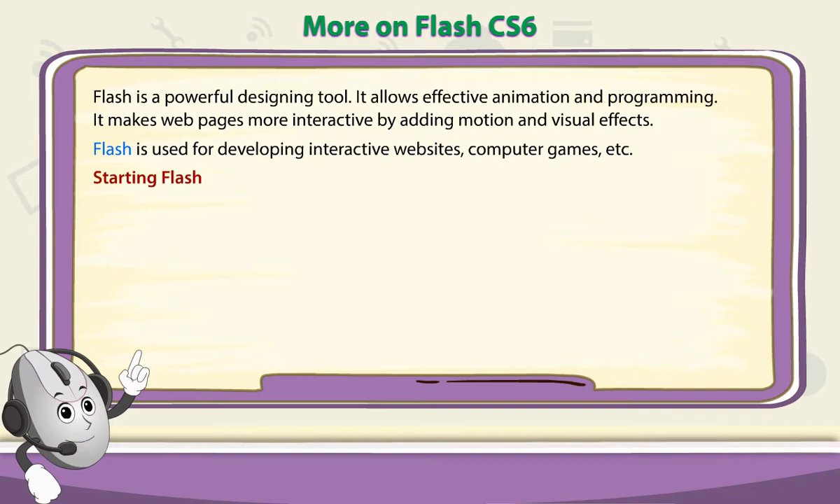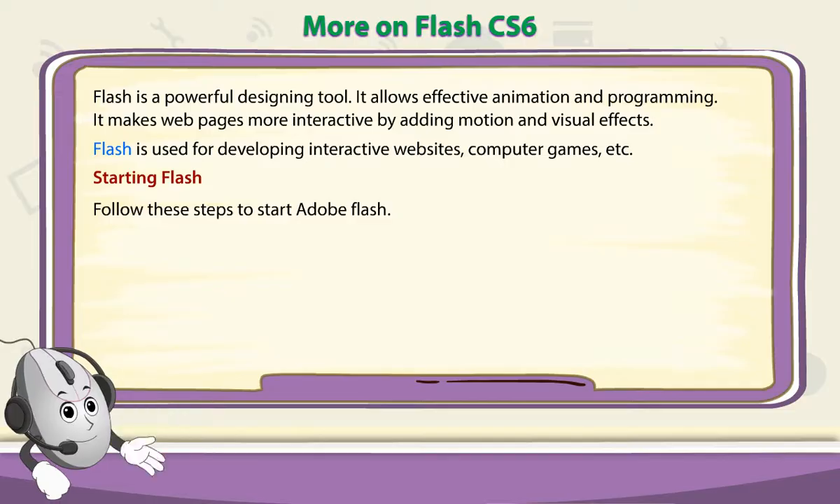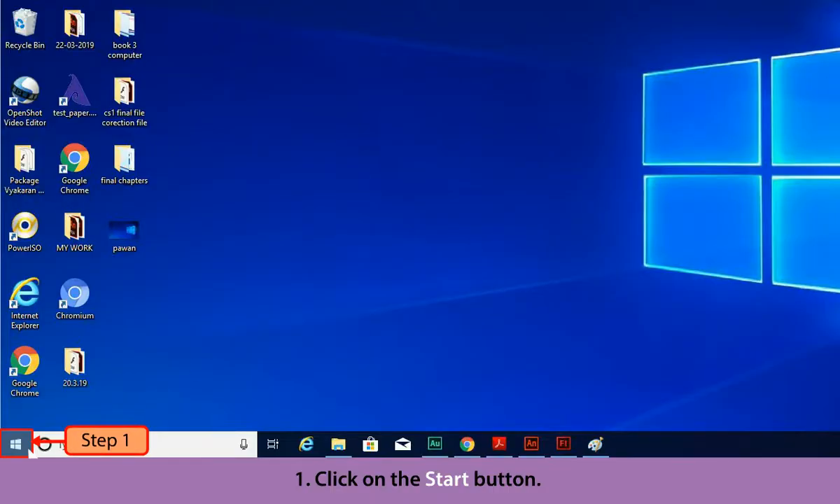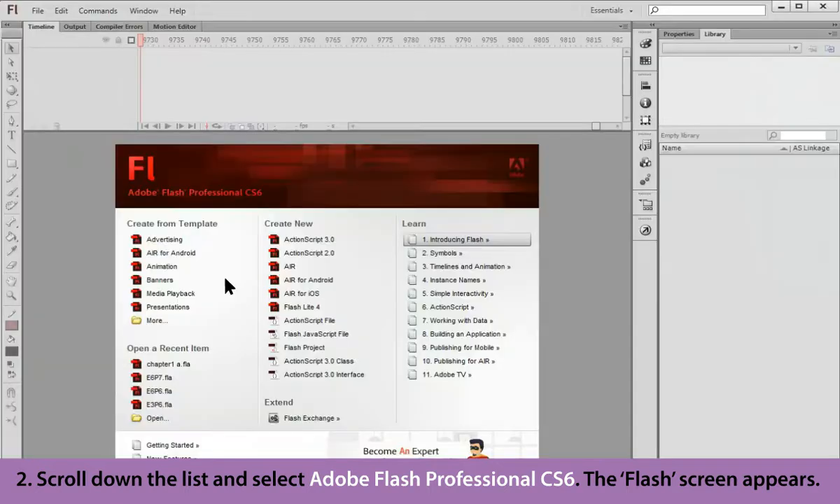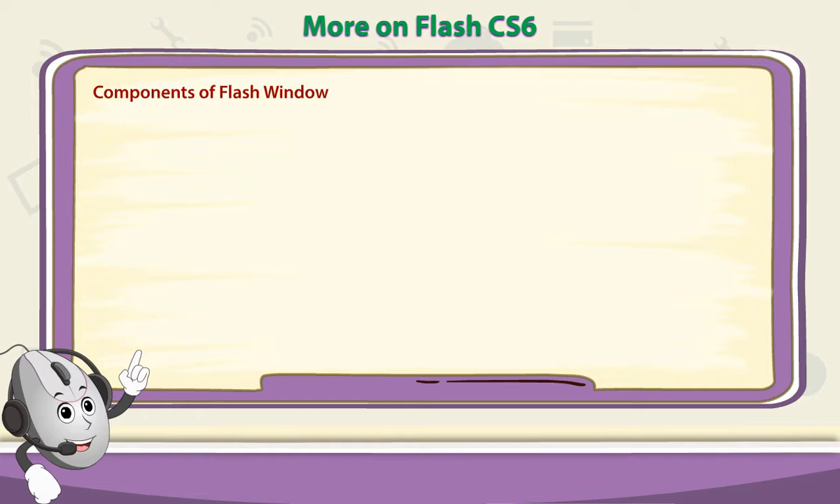Starting Flash. Follow these steps to start Adobe Flash. 1. Click on the Start button. 2. Scroll down the list and select Adobe Flash Professional CS6. The Flash screen appears. Components of Flash window. Let's learn about different components of Flash window.